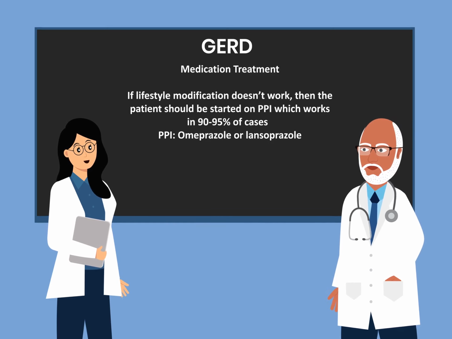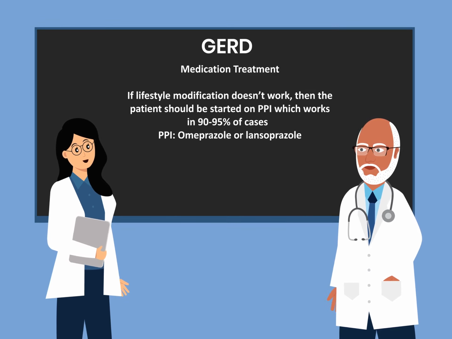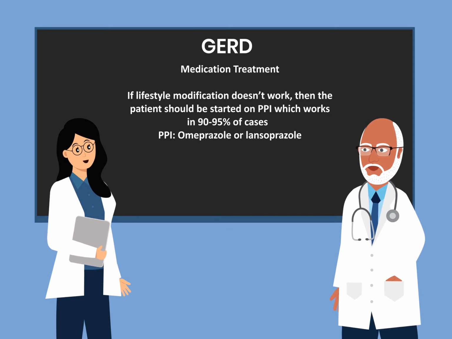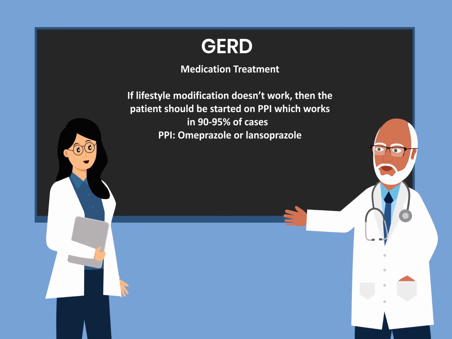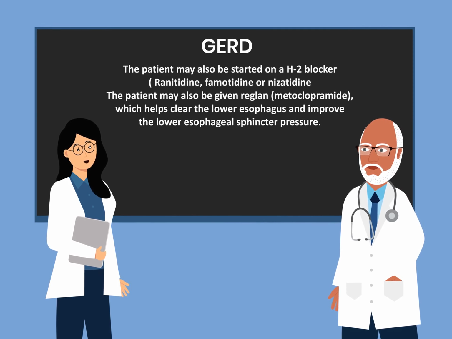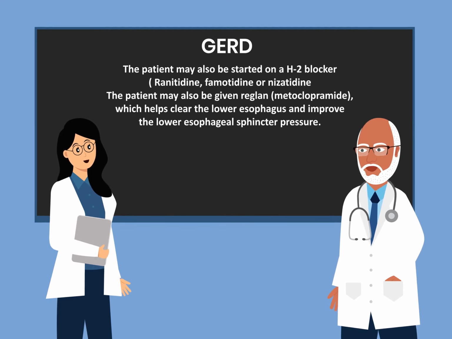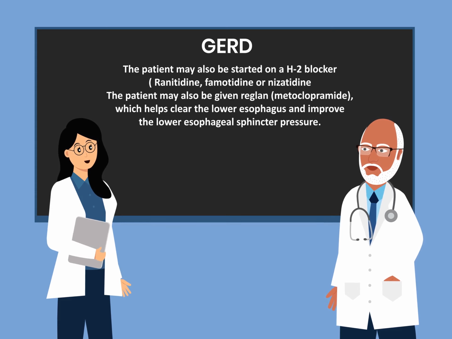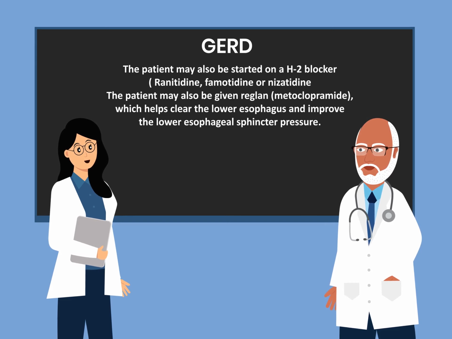Let's talk about the medication treatment. If lifestyle modification doesn't work, then the patient should be started on PPI, which works in 90 to 95% of cases. PPIs include omeprazole or lansoprazole. The patient may also be started on H2 blockers, which include ranitidine, famotidine, and nizatidine. The patient may also be given Reglan, which is also known as metoclopramide, which helps clear the lower esophagus and improve the lower esophageal sphincter pressure.